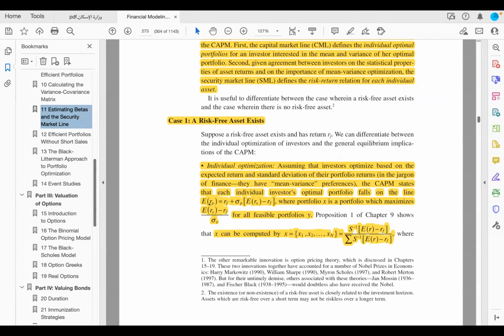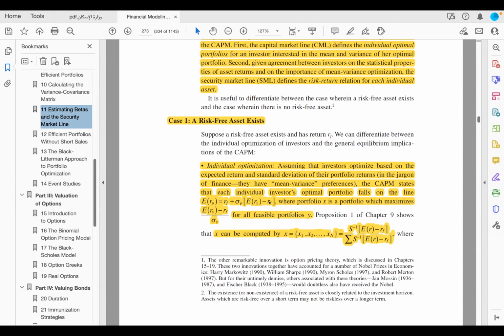So ER i, the individual security, is equal to the risk-free interest rate offered by the treasury bill, plus the risk of the stock itself times what you call the risk premium, or the reward of the risk. This is the risk premium, or the excess return, of the portfolio X compared to RF.